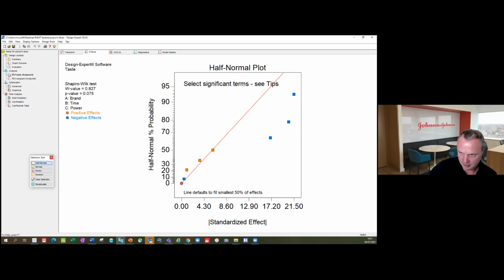So it's taking those responses. These responses here on the right-hand side have fallen off the half normal plot. So likely they are significant effects. So I'm going to select those for inclusion in the model.